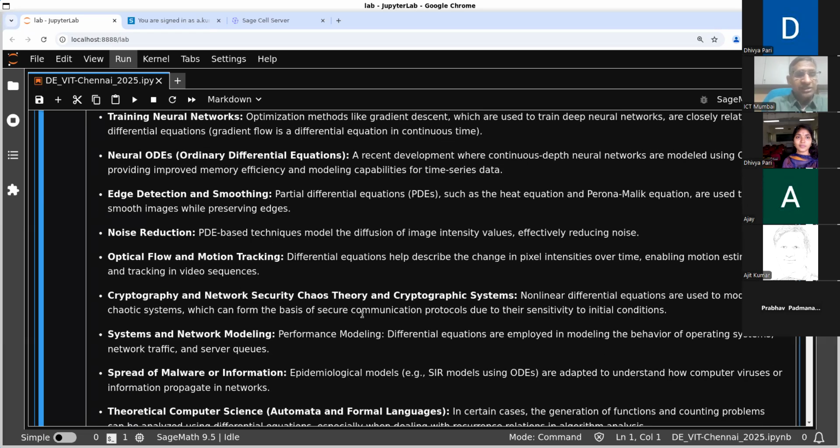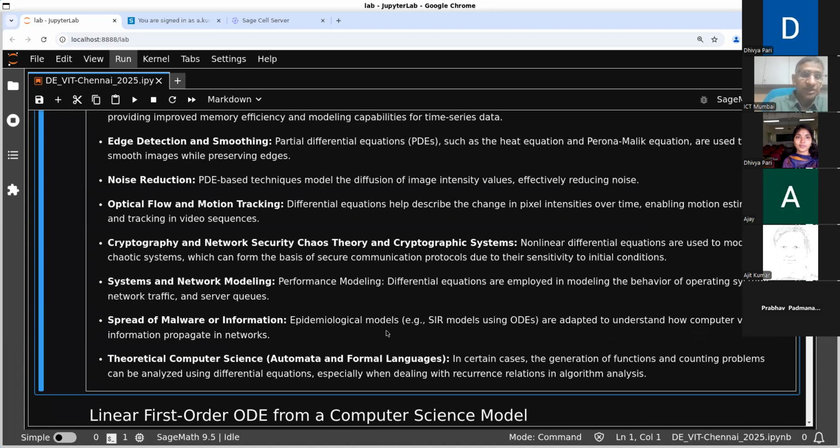Similarly, if you want to do, let's say, edge detection or smoothing, or noise detection, partial differential equations are used. All these, edge detection, noise detection, smoothing, are part of image processing. I'm sure at some stage you are going to study image processing in your course, and you will see that some of these differential equations are used. Even in cryptography, network security, or chaos theory, you come across several differential equations.